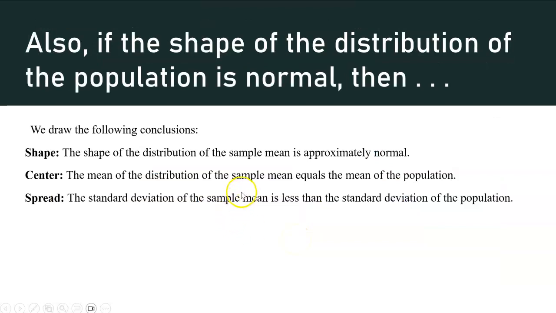So we can draw some conclusions if we know that the population is normally distributed. So first of all, the shape of the distribution of the sample mean is also going to be approximately normal. And then the center is going to be the same, meaning the mean of the population is also going to be the mean of the sampling distribution of the sample mean. And then also the spread, okay? So the standard deviation of the sample mean is going to be less than the standard deviation of the population, all right? So that's three things we can conclude if we know that the population is distributed normally.